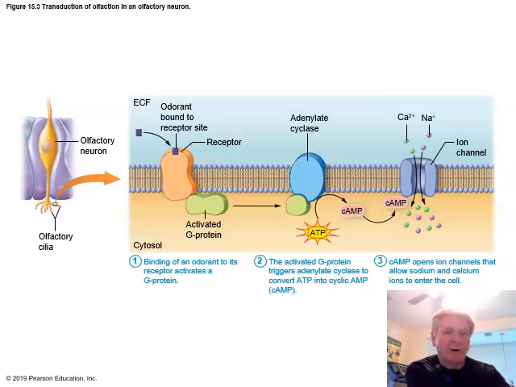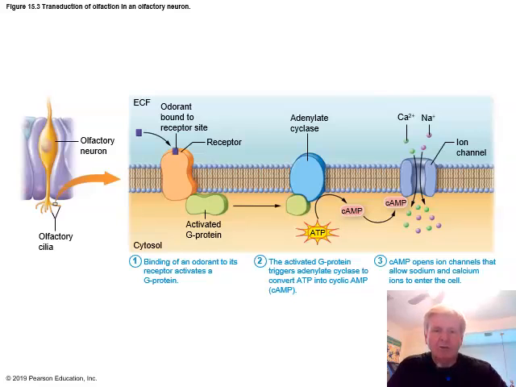Remember, odorants in the inhaled air are first detected by the olfactory neurons. Those chemical stimuli are then transduced into an electrical signal, which is then transmitted to various regions of the brain to be identified. So first, you have the binding of the odorant to its receptor that activates the G protein. Remember, the stimulus was the odorant that was bound to this receptor site.